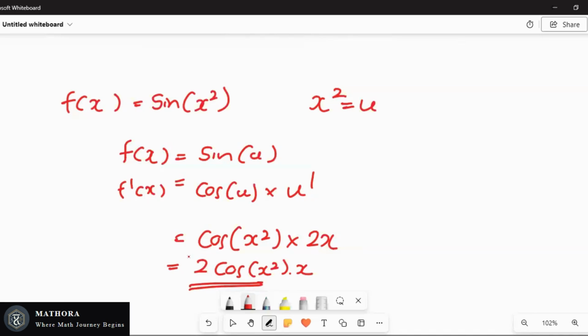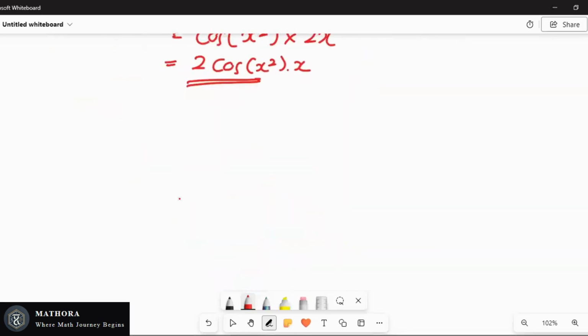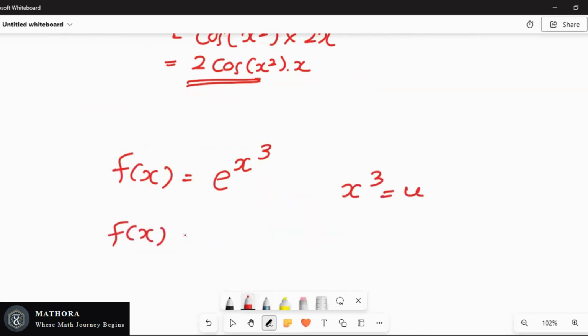So let's make it a bit more complex. How about f(x) equals e to the power of x to the power of 3? So we need to write it back again like this: f(x) equals e to the power of x to the power of 3. We can simply assume x to the power of 3 as u. Then we can rewrite the formula as f(x) equals e to the power of u. Now it is pretty easy to solve, right?